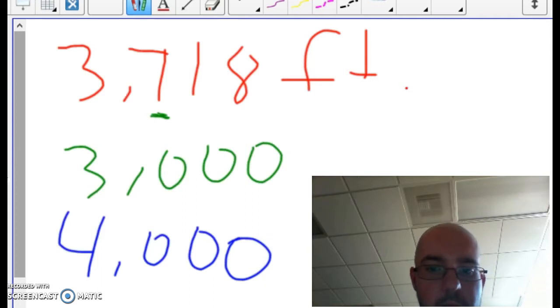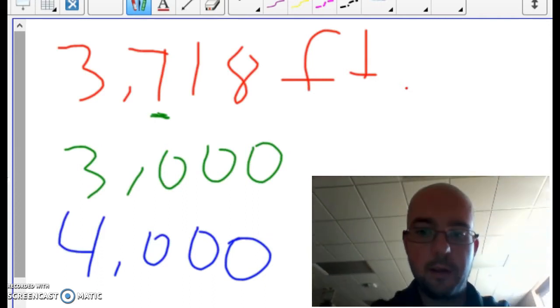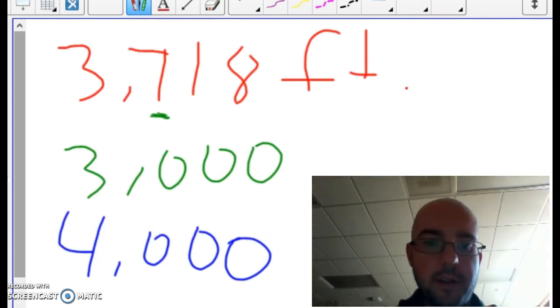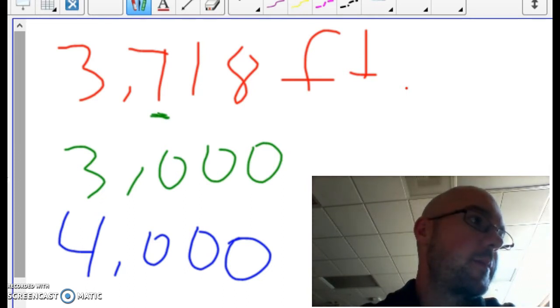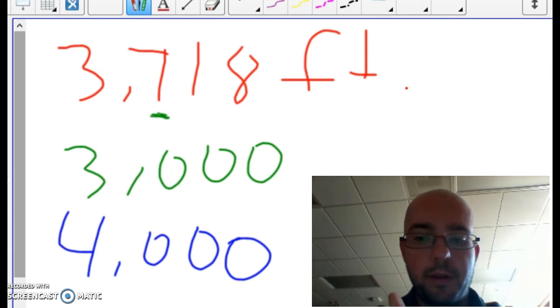So let's say that you had a roller coaster that was at the Red River Valley Fair. It's 3,718 feet high, and we want to know about how many thousand feet high it is. So the nearest thousands are either 3,000 or 4,000. So if I look at the digit right here, that's 7, when it is 5 or more, we know to round up to the nearest 1,000.